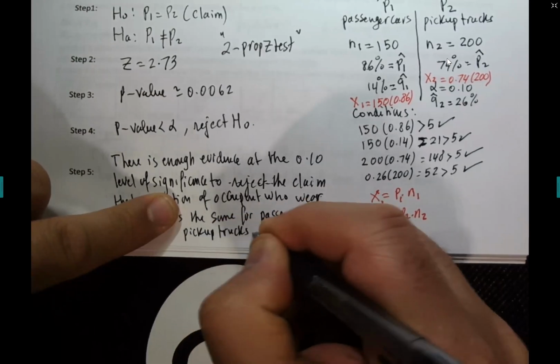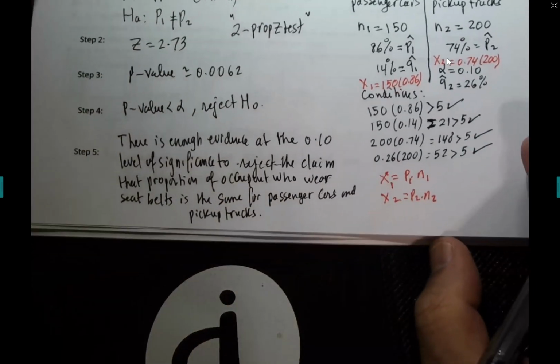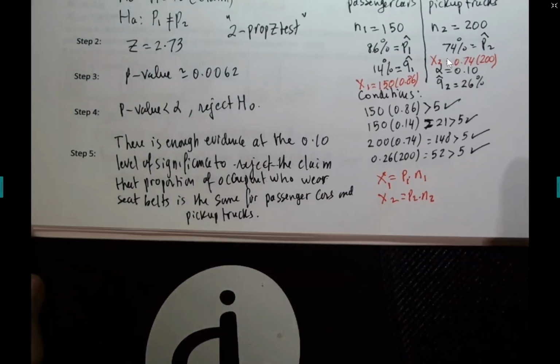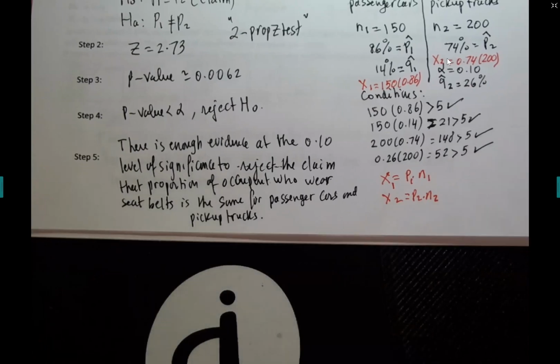We are saying that we're rejecting the claim that it is the same. And in reality, guys, if you drive a smaller car, you'll be more worried about your safety, so you tend to put the seat belt on. But if you're driving a pickup truck that is the size of 5 cars, some people wouldn't bother wearing the seat belt because they think they're safe.